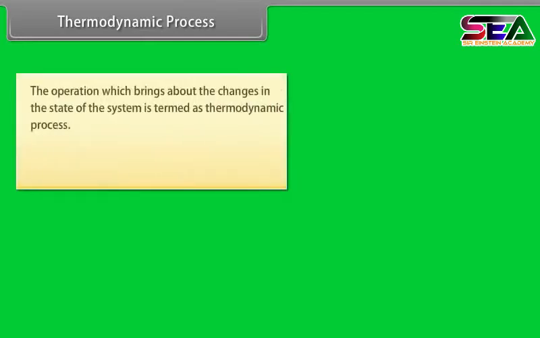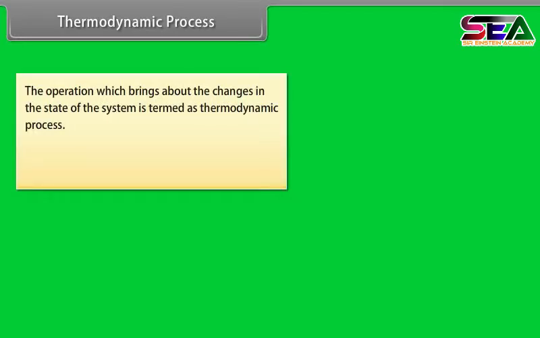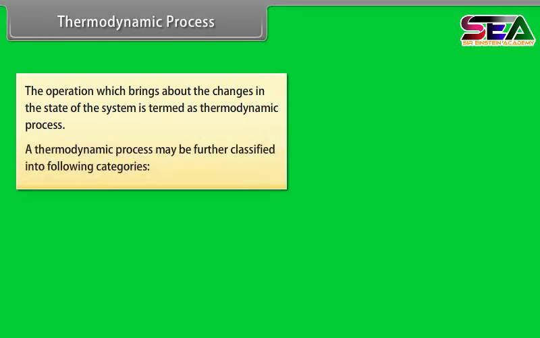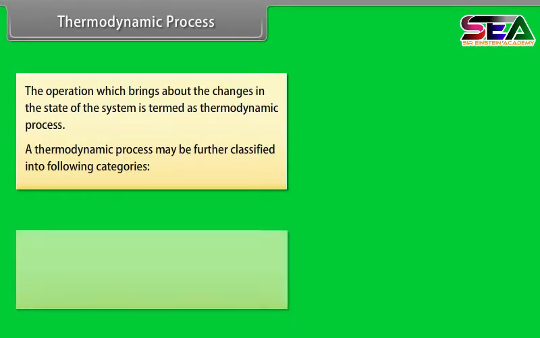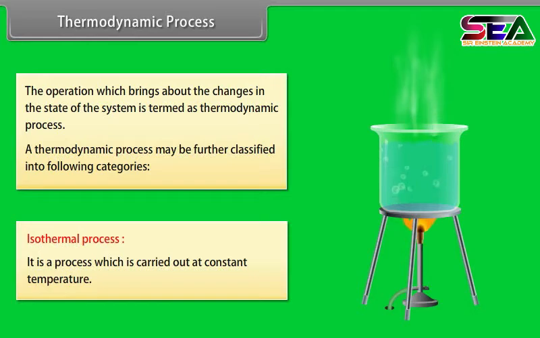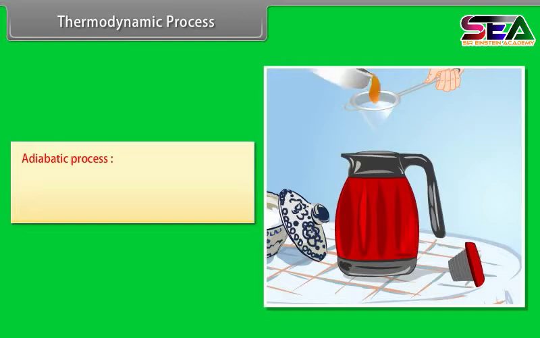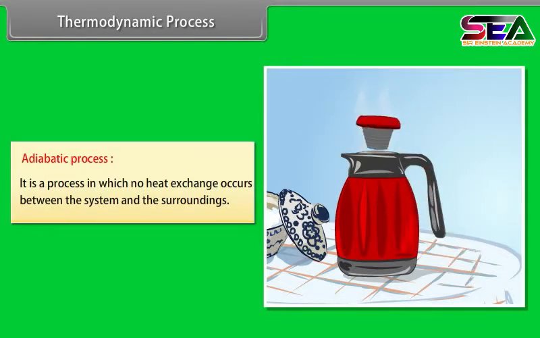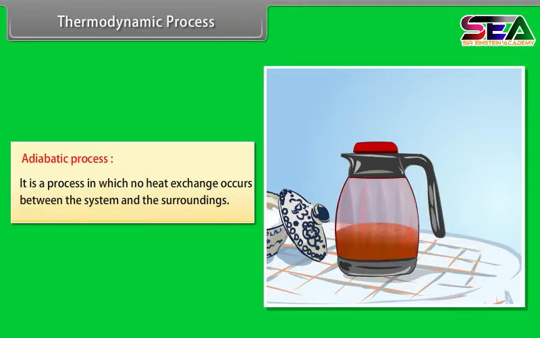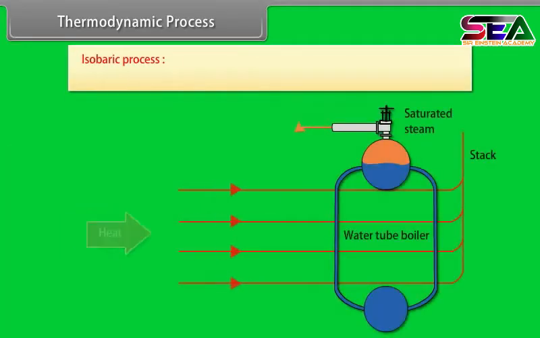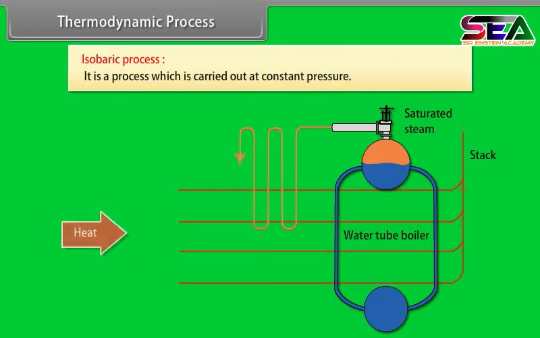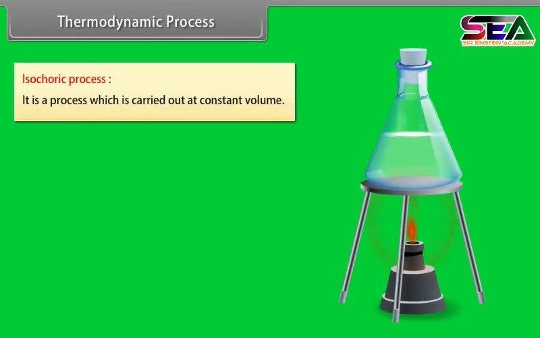Thermodynamic process. The operation which brings about the changes in the state of the system is termed a thermodynamic process. A thermodynamic process may be further classified into the following categories. Isothermal process. It is a process which is carried out at constant temperature. Adiabatic process. It is a process in which no heat exchange occurs between the system and the surroundings. Isobaric process. It is a process which is carried out at constant pressure. Isochoric process. It is a process which is carried out at constant volume.